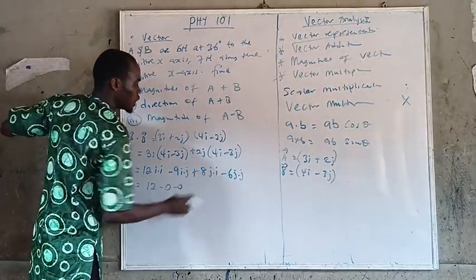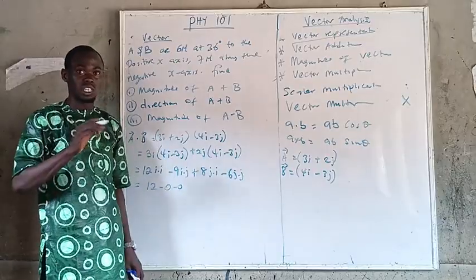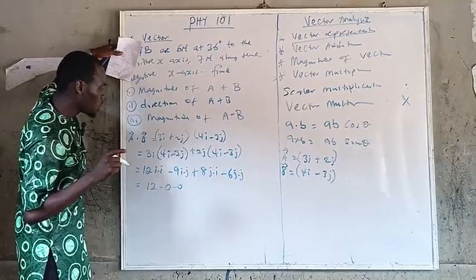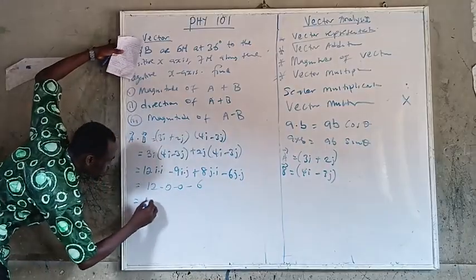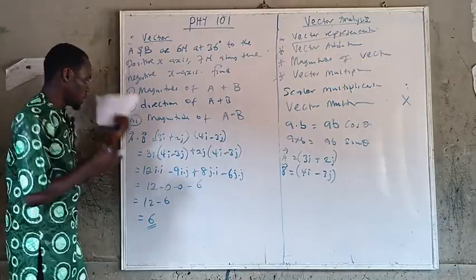And j times j is 1. Why is it 1? Already I said it. The angle between them is 0. Cos 0 is 1. Once cos 0 is 1, then we say minus 6. And finally we say 12 minus 6 is equal to 6. So that is the scalar multiplication.